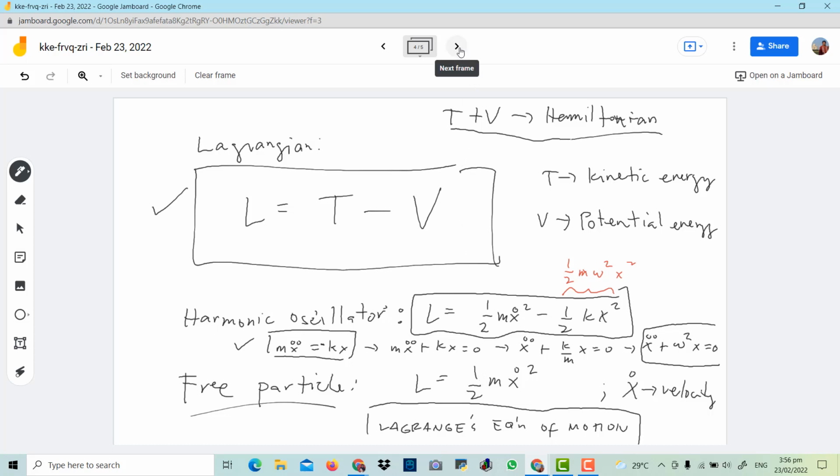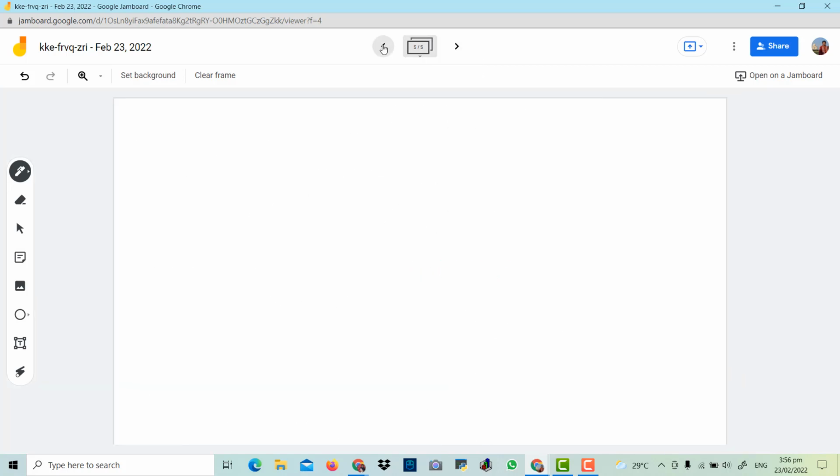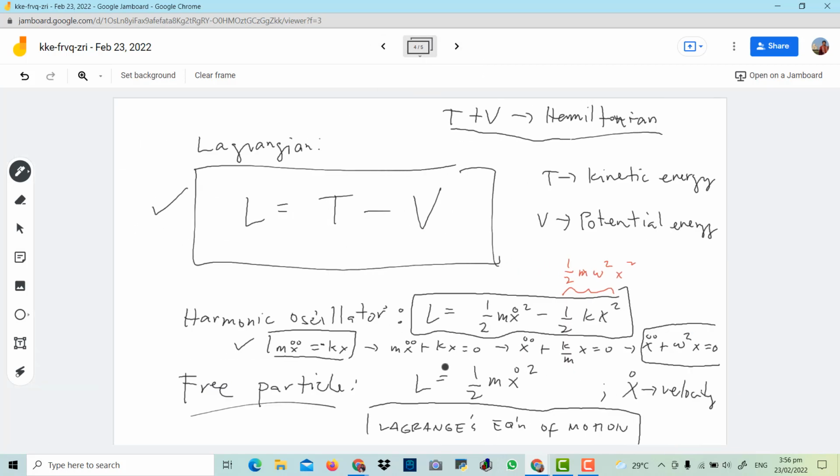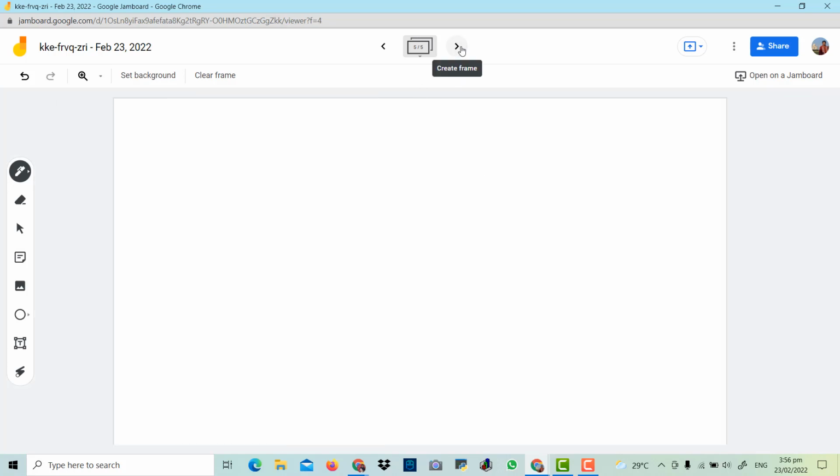Say for example, for a free fall, the Lagrangian is just equal to 1/2 m x dot squared. It is not a free particle, because it is subjected to gravity, so therefore there is potential energy. When you have this object with mass m falling down to the ground, at a height y, for example, then what will be the Lagrangian of this?